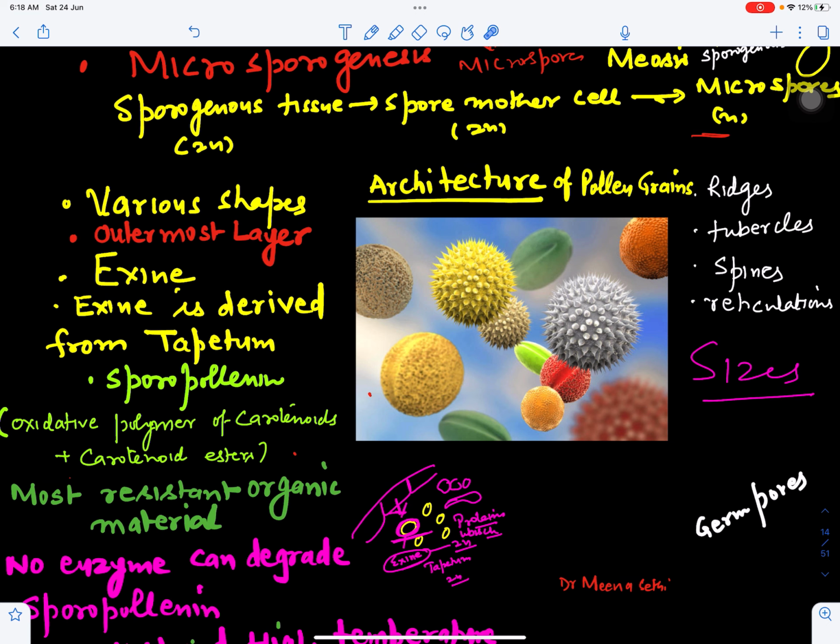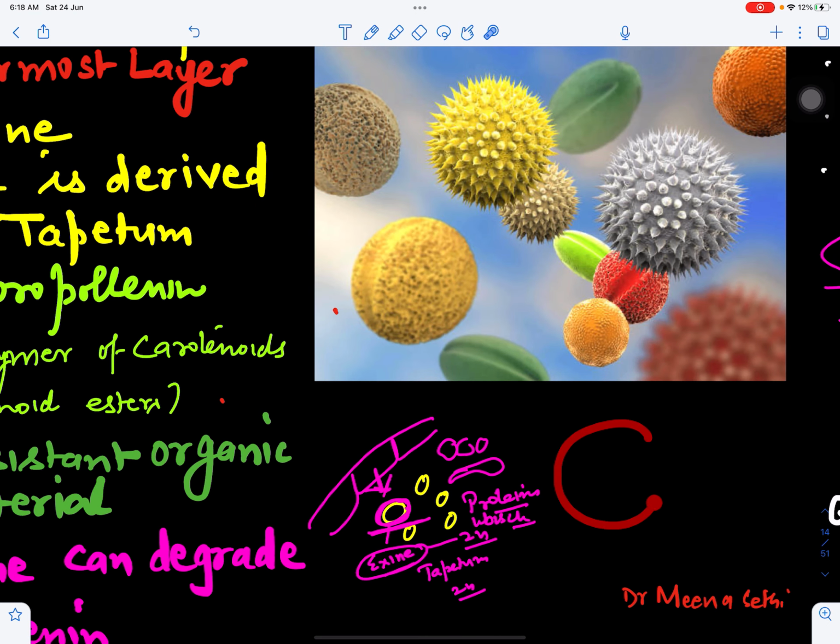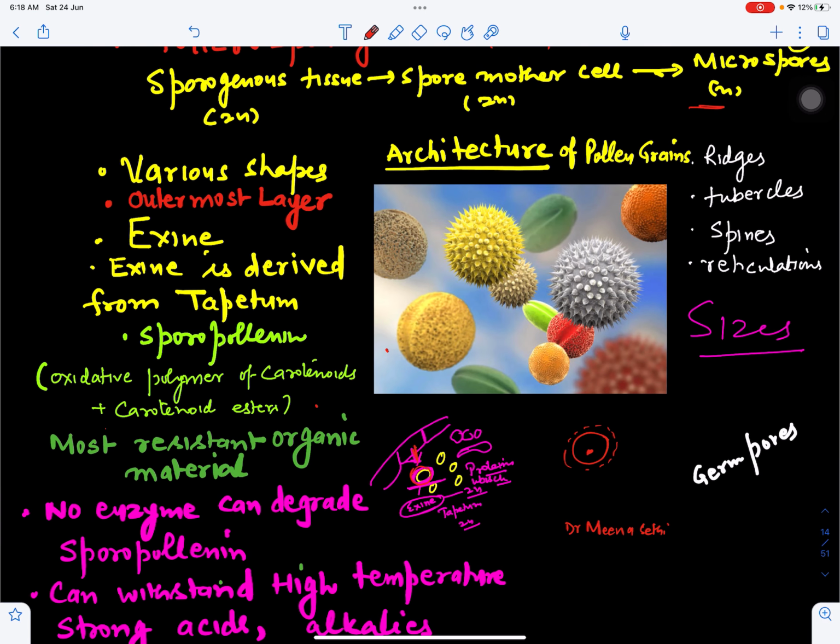And exine is derived from the tapetum. Like we have seen, this is the sporogenous tissue, and when they get converted to pollen grains, the outermost layer is derived from the tapetum. Here the tapetum will form the outermost layer. So exine is produced from the tapetum, and this is chemically made up of sporopollenin. Sporopollenin is quite hard, right?